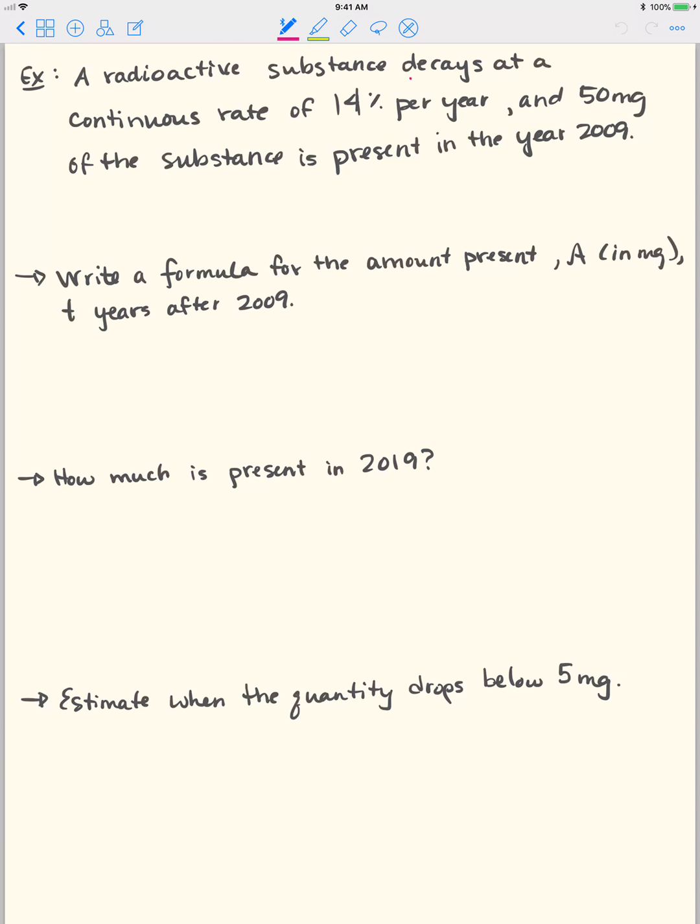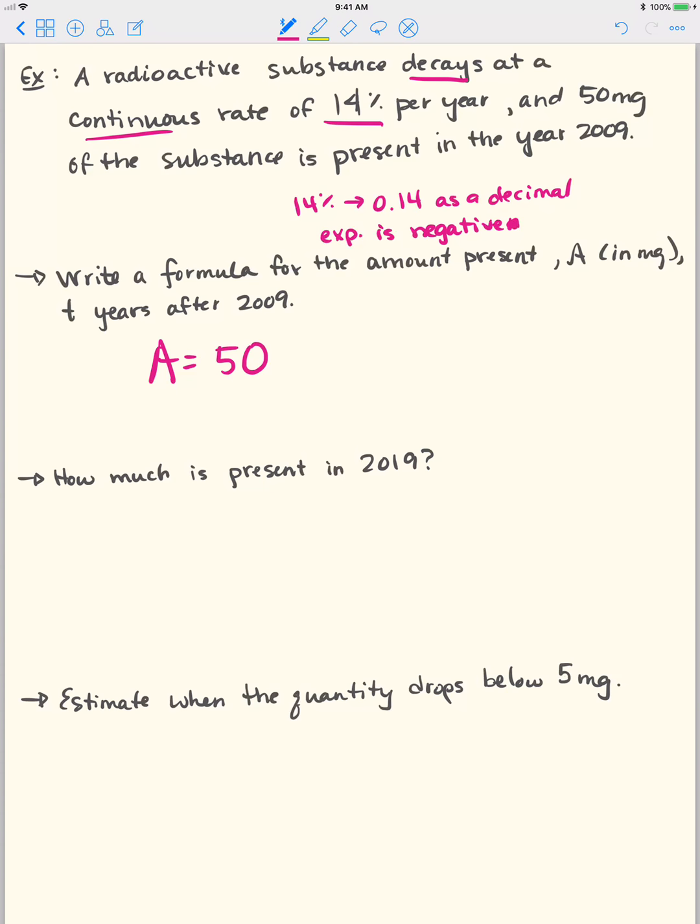Here is a decay example with continuous. So we have a radioactive substance that's decaying at a continuous rate of 14% per year. 50 milligrams is the initial substance present when this formula was started. So we have A equals 50 times e to the continuous rate of 14%. So 14% is 0.14 as a decimal. And because this is a decay, we're going to make sure that the exponent is negative whenever we attach it to e.